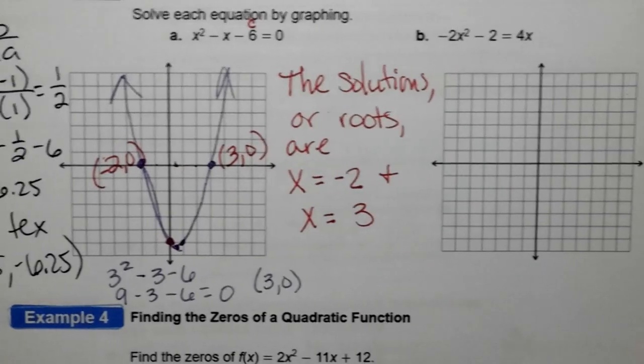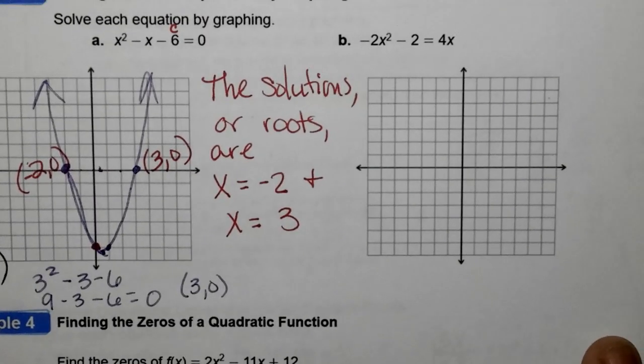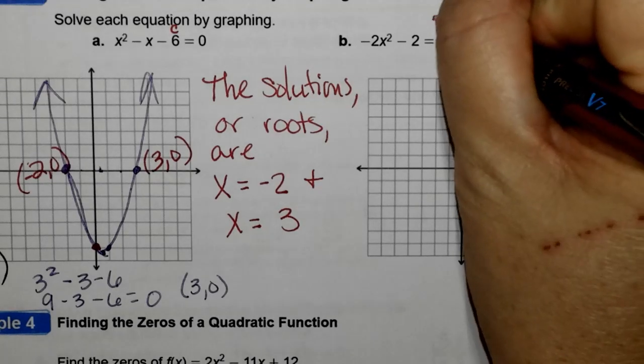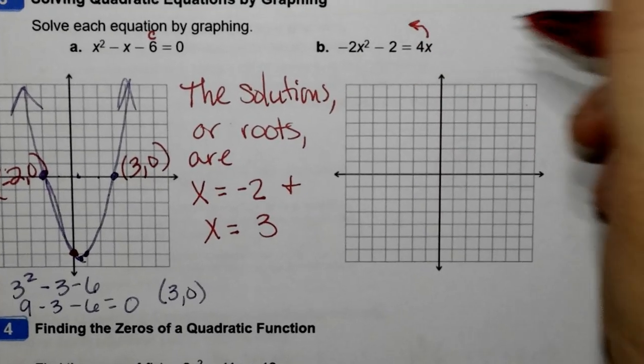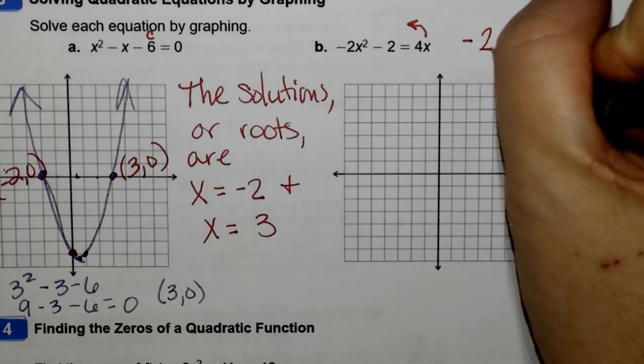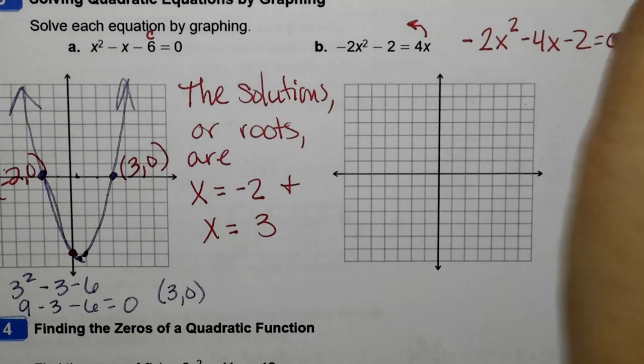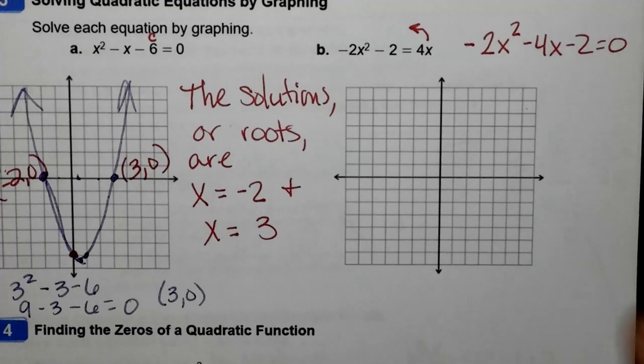So here's what I'd like you to do. I would like you to try to graph this one. Now notice the 4x is on the right, so we do need to set it equal to 0, so you are going to need to move it that way. So your graph will technically be that.